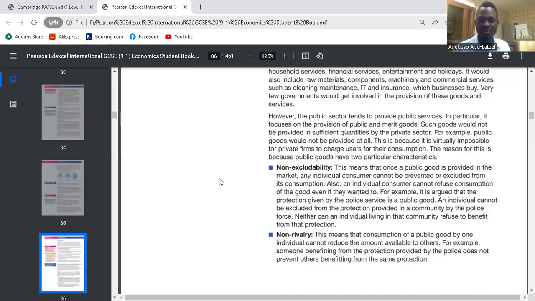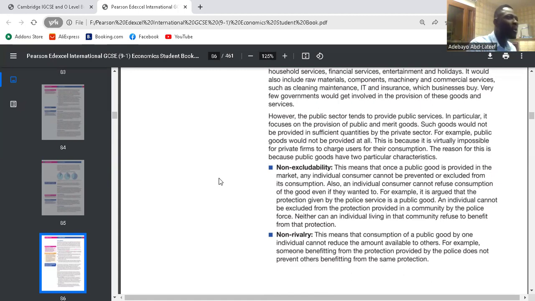For non-rivalry, this means the consumption of a public good by one individual cannot reduce the amount available to others. So it is non-rivalrous if it's a public good, because if you consume it, it doesn't stop the quantity I can consume. Street lights. You pass by, I pass by, it's still there. You can't stop me from passing by. And it doesn't reduce the quantity of light we see through electricity because you passed or I passed. Like traffic lights, a street light, road, all these things.